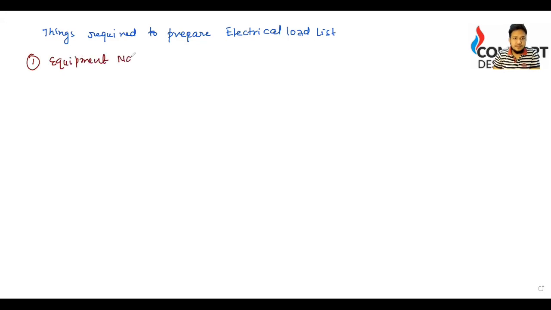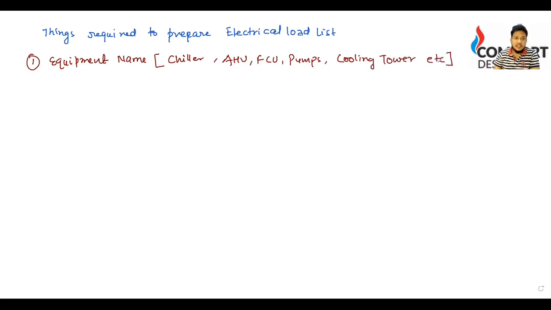The first thing, number one, is the equipment name. We must know exactly what the equipment is, whether it is the chiller, AHU, FCU, pumps, cooling tower, etc. Means the major power consuming devices in any HVAC project that we will write here. That is the first thing.